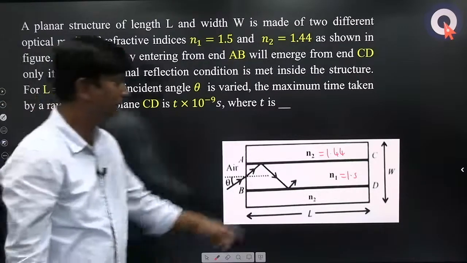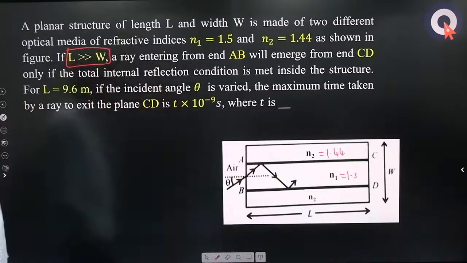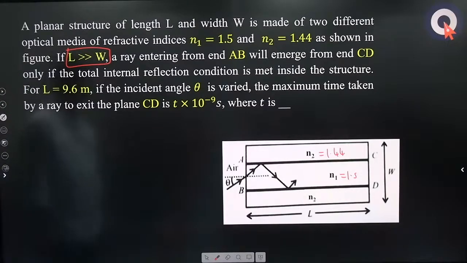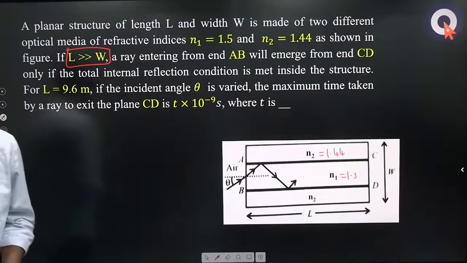So because it's going from a denser to rarer medium, so total internal reflection chance is there. So for L equal to 9.6 meters, if the incident angle theta is varied, the maximum time taken by the ray to exit the plane CD. So maximum time.